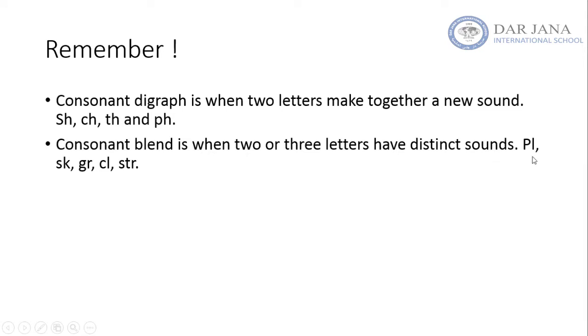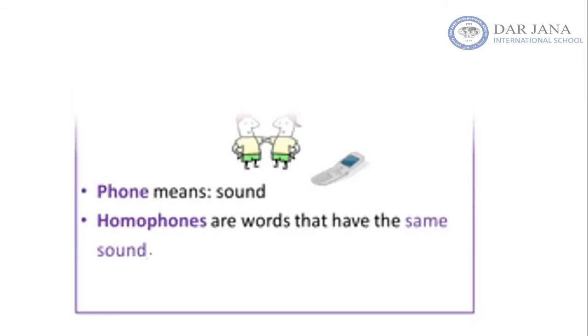For example, pl, like play, sk, sky, gr, gray or green, kl, class, str, like street or strike. Now, what are the homophones?